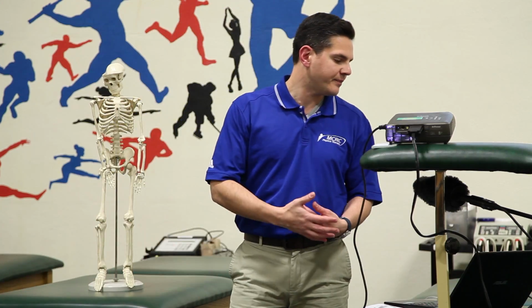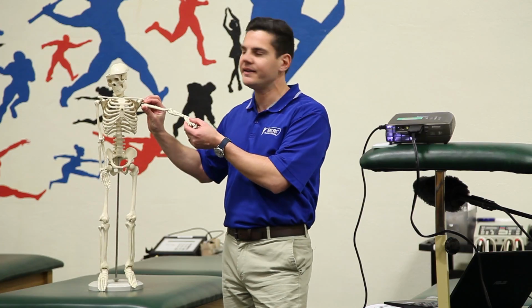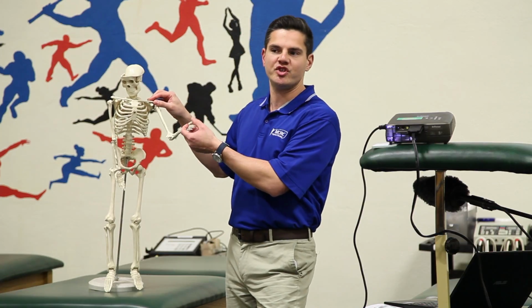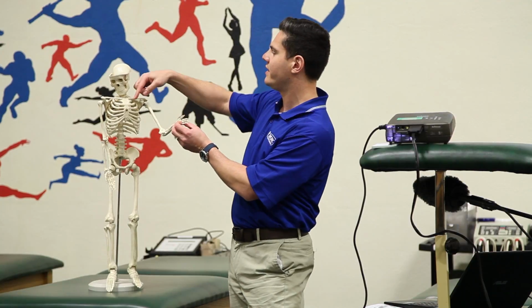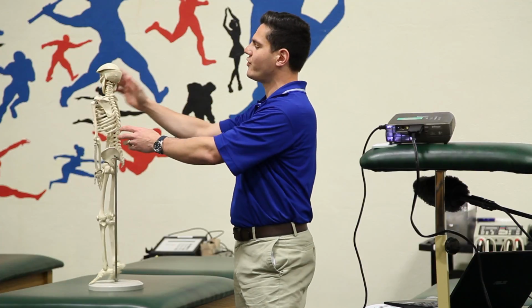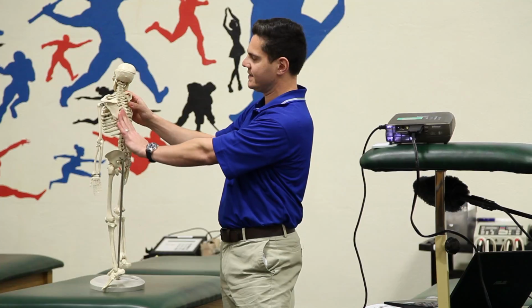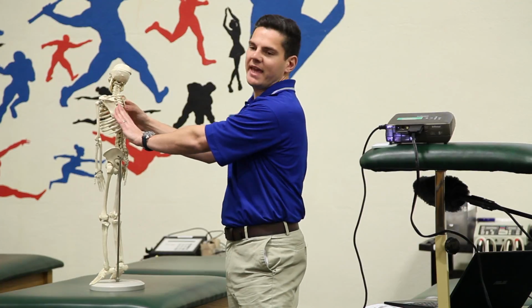First thing we're going to talk about is the anatomy of the shoulder. A lot of times when we think about the shoulder, we just concentrate more on the ball and socket joint of it. But in reality, the shoulder consists of three different joints. You have the glenohumeral joint, which is the ball and socket. You have the AC joint, which is the acromioclavicular joint, which is the clavicle coming together with the scapula. And then you have the scapulothoracic joint, which is the scapula, your shoulder blade, sitting on the thorax, which is your rib cage.